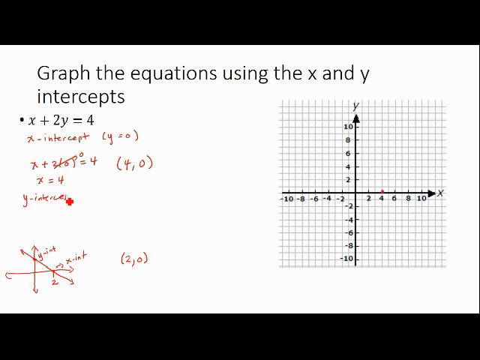And now let's find the y-intercept. For the y-intercept, the value of x is the one that is 0. So you get 0 plus 2y is equal to 4. 0 plus 2y is just 2y. So you get that 2y is equal to 4. Let's divide by 2, and you get that y is equal to 2. So our point here is 0, 2. So your point would be right here.